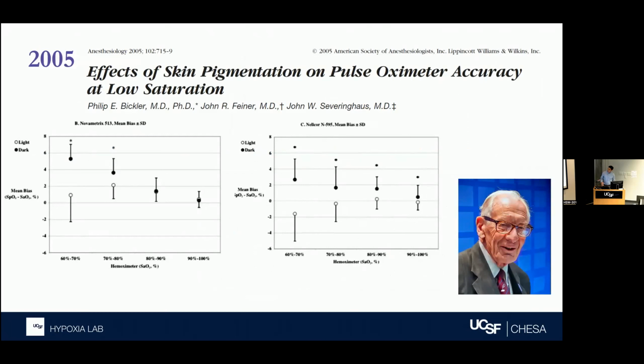So in the 2000s, the Hypoxia Lab published several papers on this topic, and they really showed the effect of skin pigmentation on pulse oximetry accuracy. And they also highlighted the effect of low saturation on this bias. And we can see quite clearly in these graphs, the figure showing bias on the y-axis and variation of the SaO2 on the x-axis, that divergent bias between dark skin pigmentation population and light skin pigmentation as we decrease in SATs.